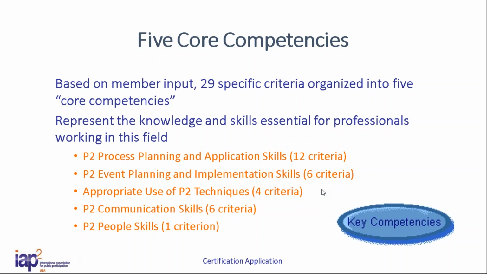So core competency number 1 is public participation process planning and application skills, and there are 12 criteria in that category. Then we have public participation event planning and implementation skills, and there are 6 criteria there. Then we have appropriate use of public participation techniques. We have 4 criteria in that category. And then 6 criteria in public participation communication skills, and then 1 criterion in public participation people skills. And don't let this fool you. It doesn't mean that people skills are less important. It just means that they've been lumped together in one kind of large criterion.